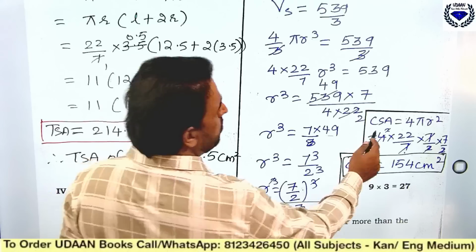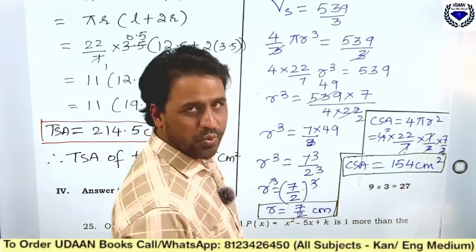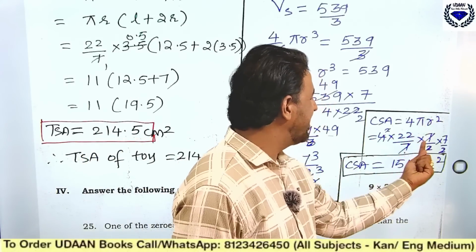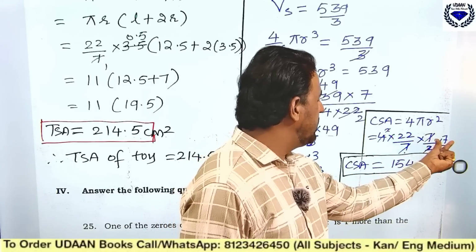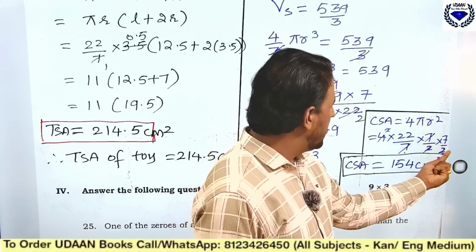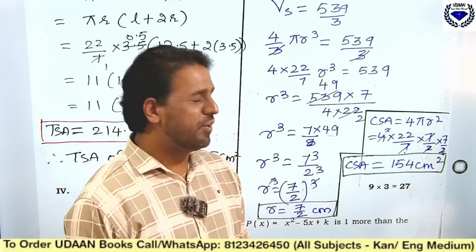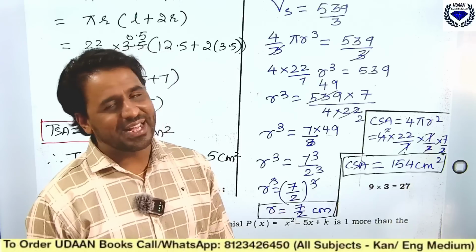Then the CSA formula is what? Sphere is 4 pi r square. Then 4 into 22 by 7 into 7 by 2 into 7 by 2. 7 gets cancelled. You will get 22 into 7 by 2, that is 2 ones are 2, 11. After solving, you will get how much? 154 centimeter square as your answer.